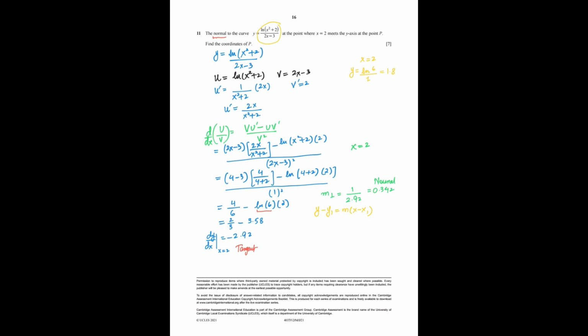Now I'm going to place the value here. So that will be equals to y minus y1 is 1.8 equals to gradient is 0.342, x minus the value of x1 is 2. We need to simplify the equation here. So that is your equation of normal here. Alright, that is your equation of normal.